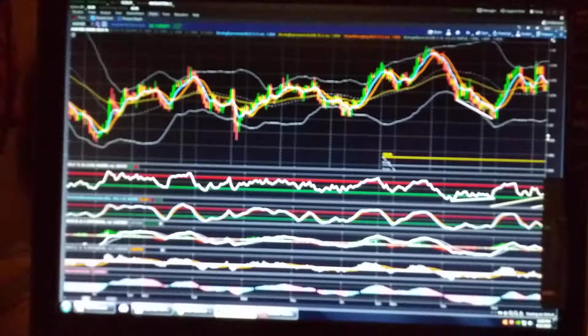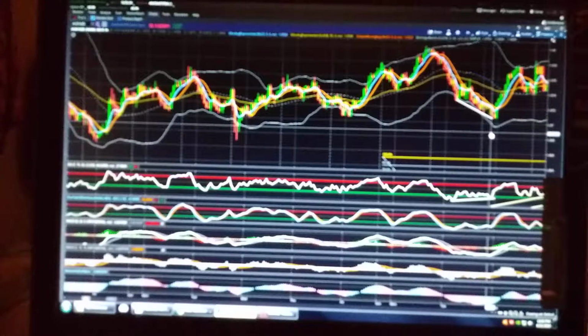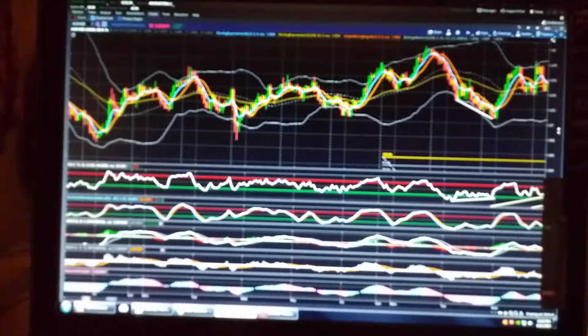Okay, so first thing I look at is there a convergence? And there is.